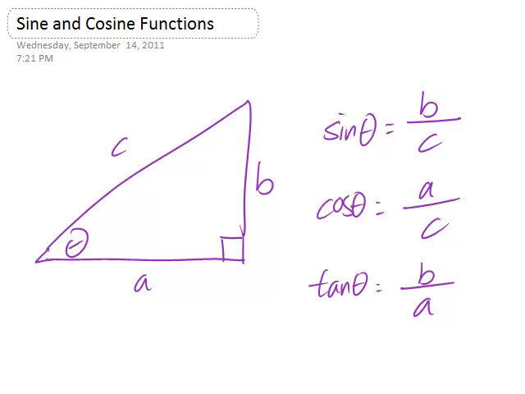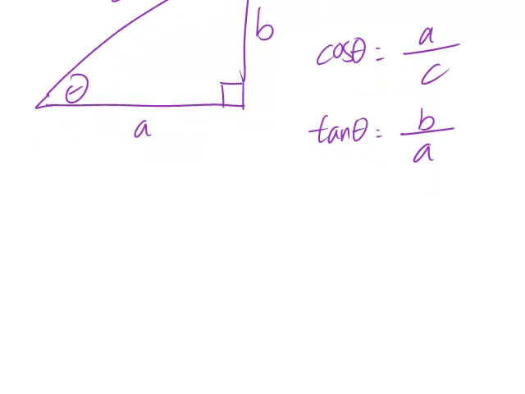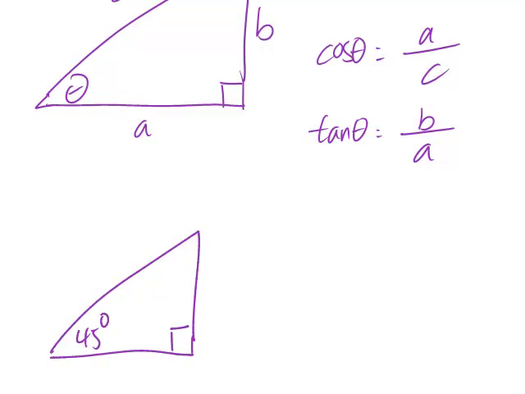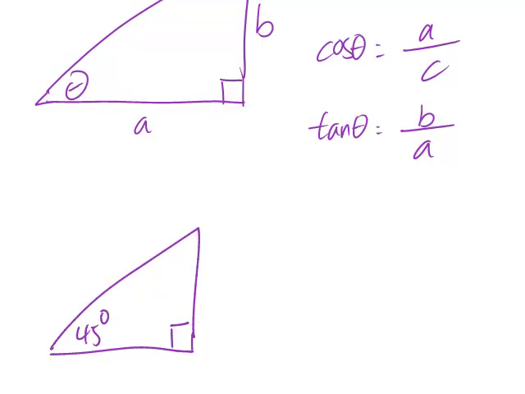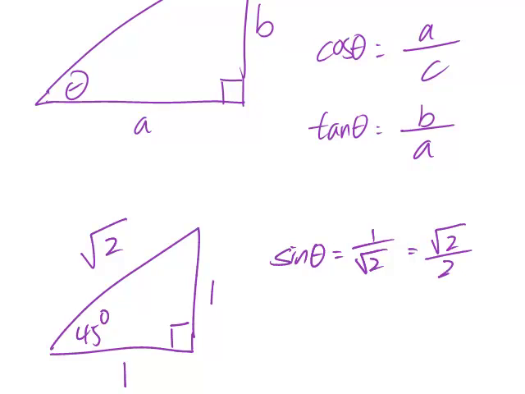over A. And so if we have numbers, we could have, say, a 45-degree angle. And then that means that these two sides, the two legs, would be the same. So let's just call them 1 and 1. Hypotenuse would be square root of 2 by the Pythagorean theorem. And so sine theta is 1 over root 2, or you can rationalize it as root 2 over 2.